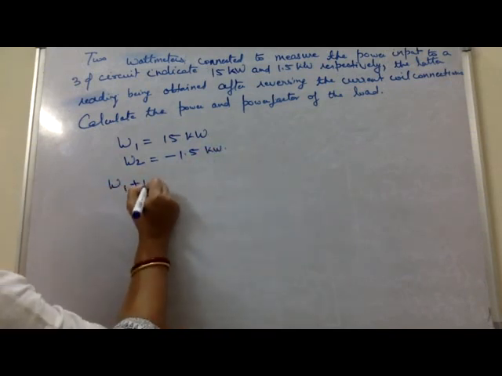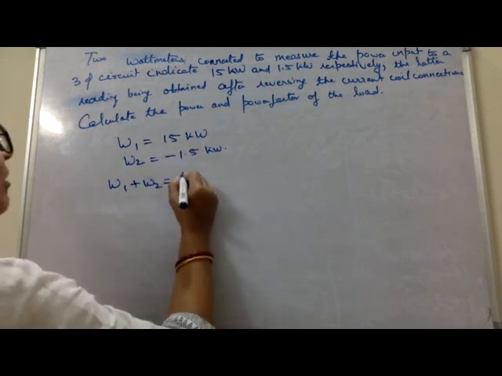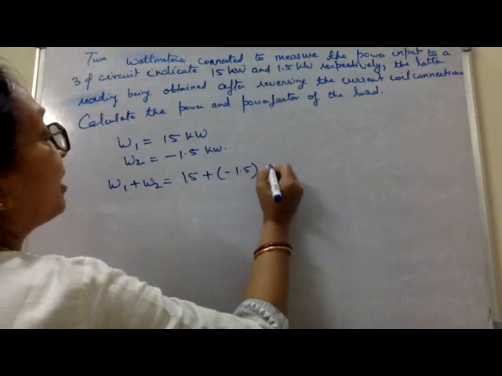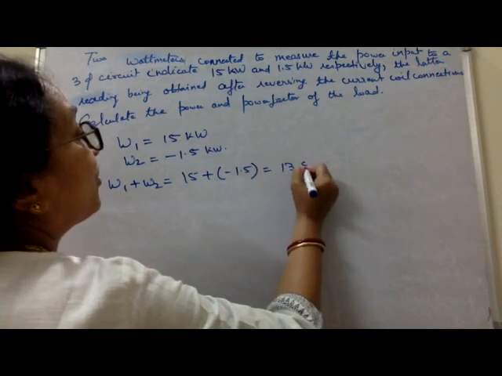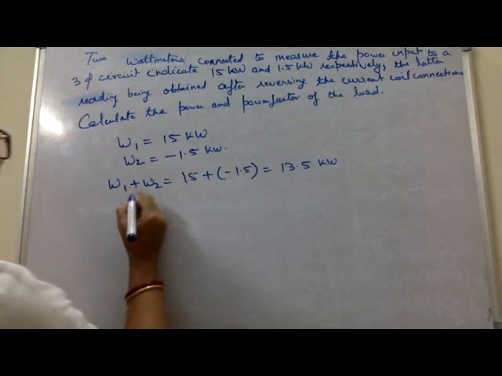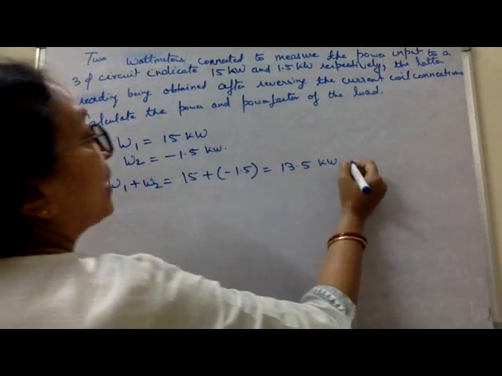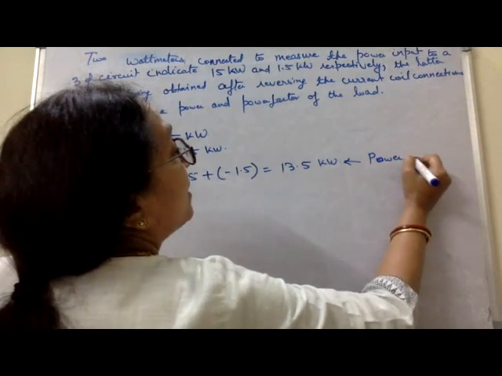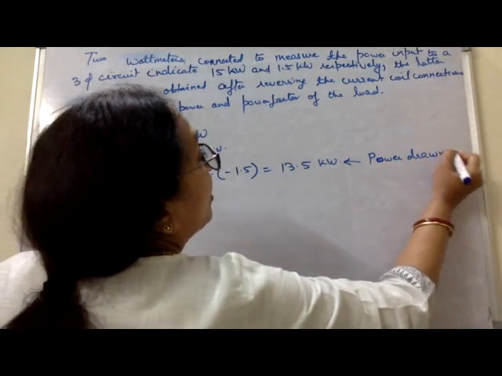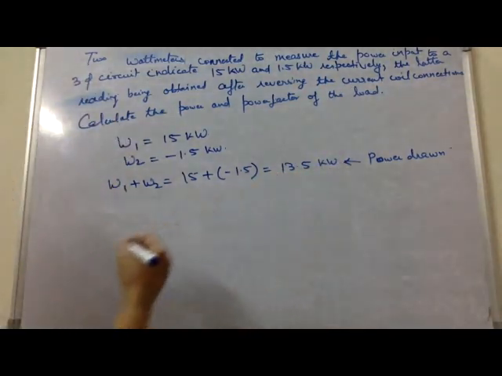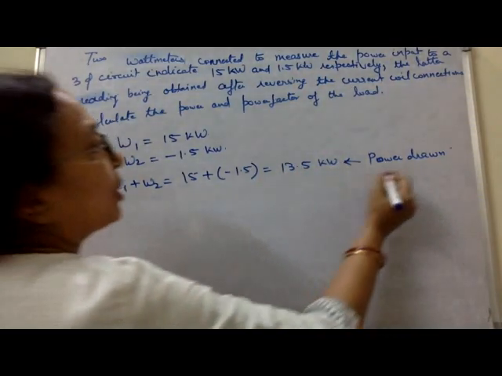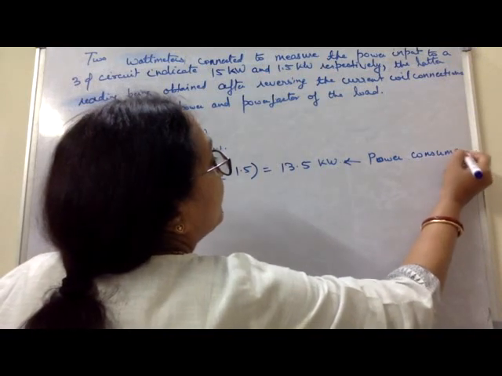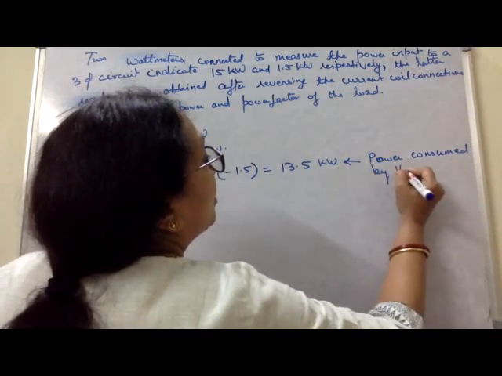Therefore, W1 plus W2 is equal to 15 plus minus 1.5, that is 13.5 kilowatt, and this is the power being drawn from the supply. This is the power drawn from the supply or power consumed by the load.